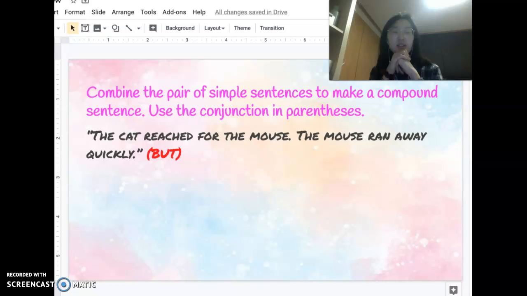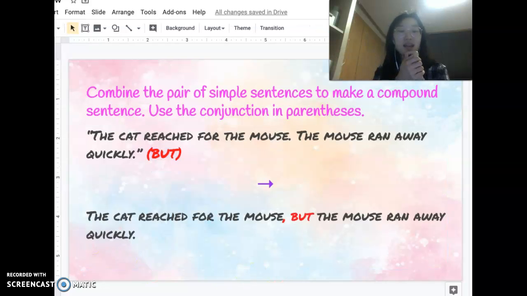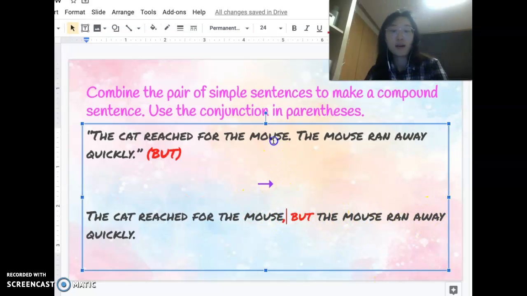So let's try this. Combine the pair of simple sentences to make a compound sentence and use the conjunction in parentheses. So you're trying to combine these 2 sentences together using this conjunction. And don't forget the comma. I actually want you to try writing it down on a piece of paper and then pause the video, write it down, and then play it again. Ready? So it should be something like this. The cat reached for the mouse, but the mouse ran away quickly. So we combine the 2 sentences using a comma and the conjunction. So now it is a compound sentence.